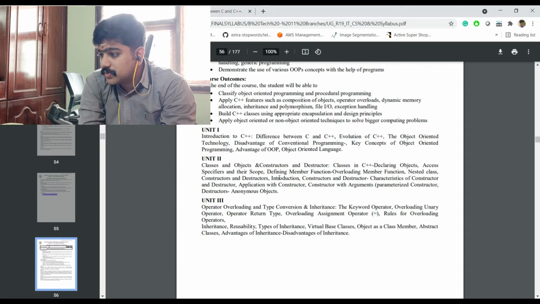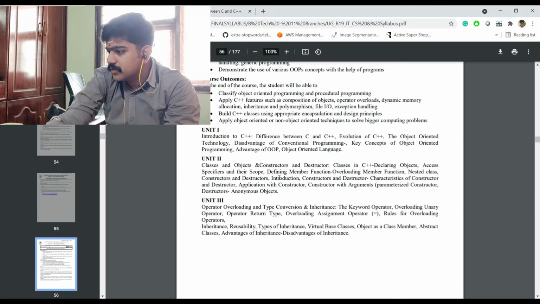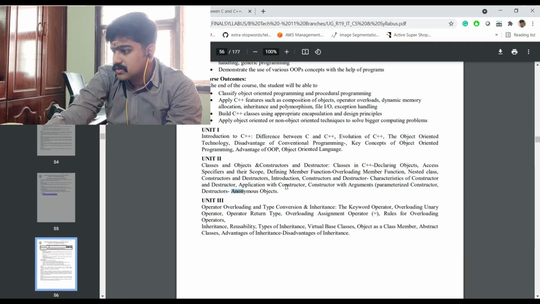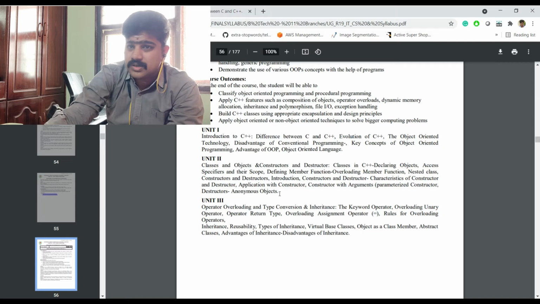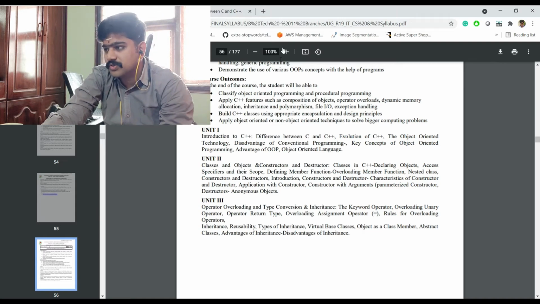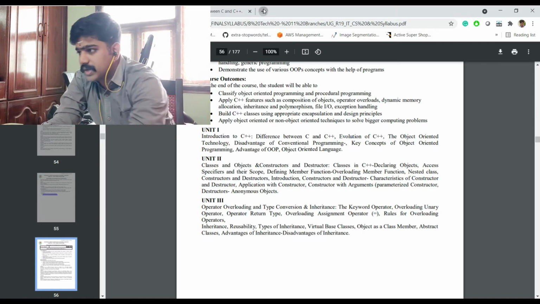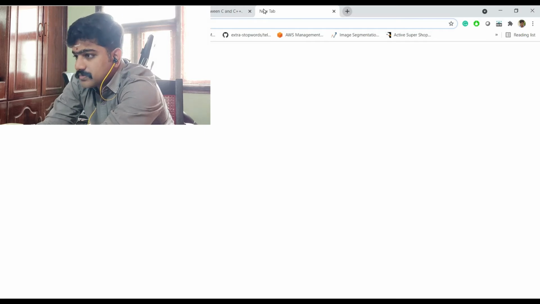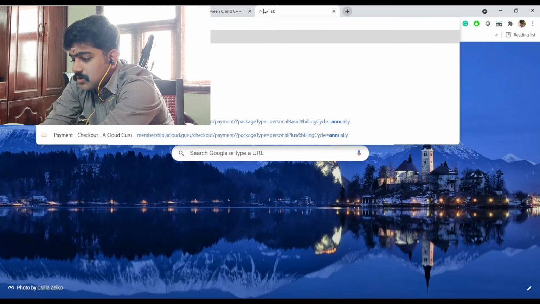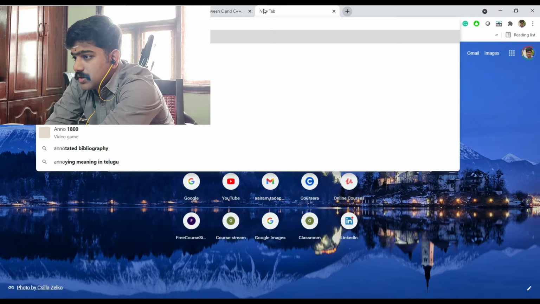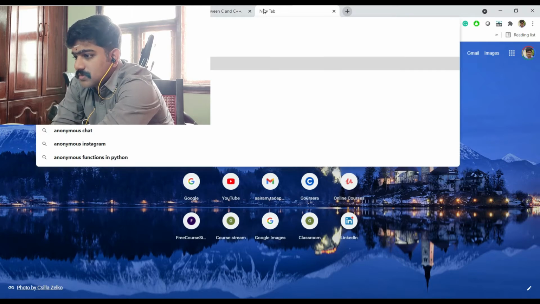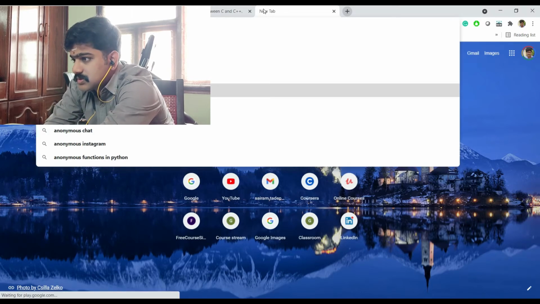And coming to unit 3 and unit 4, wait a second, you have anonymous objects. So you have the anonymous objects concept. This one is not that important a question, but if you want to study, you can go with that one. Anonymous objects.